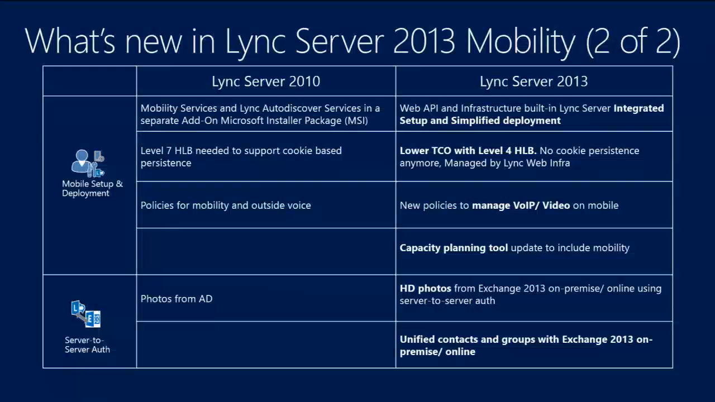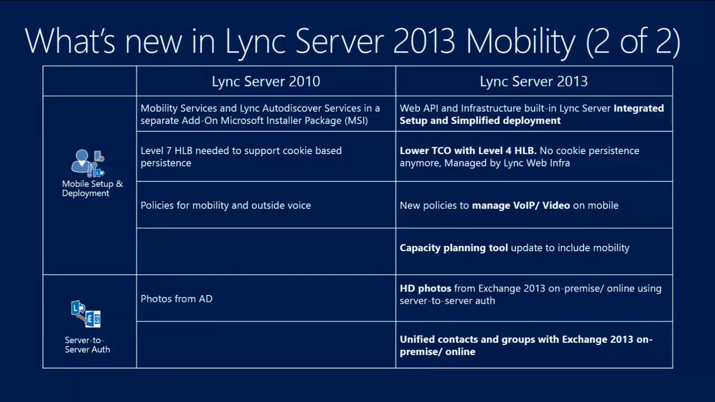Then if the user switched to 3G, either in the office or they just left the office, when he signed back in, we could land him back on that same server again. Now, with Lync 2013, no matter what front-end server this user lands on, we'll bring him back to his home server. We'll bring him back to the server where he had that connection.